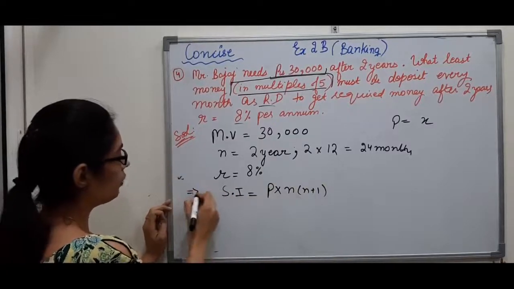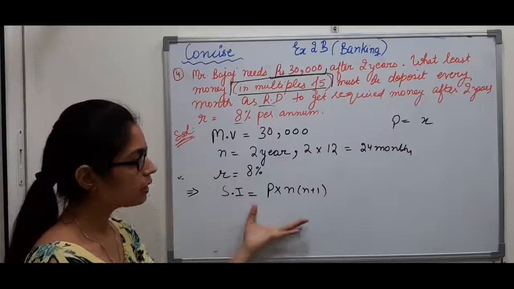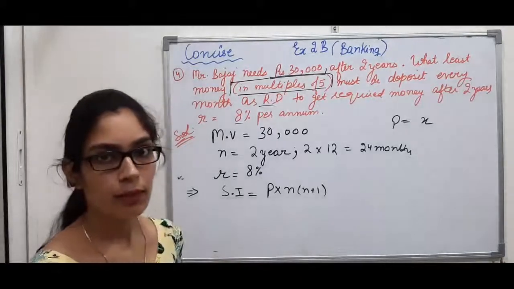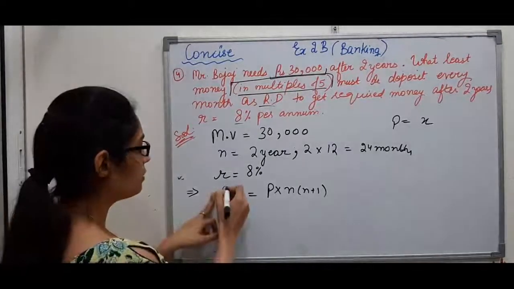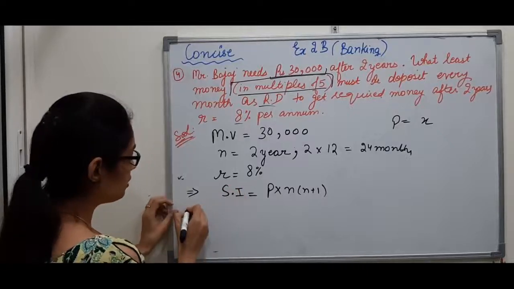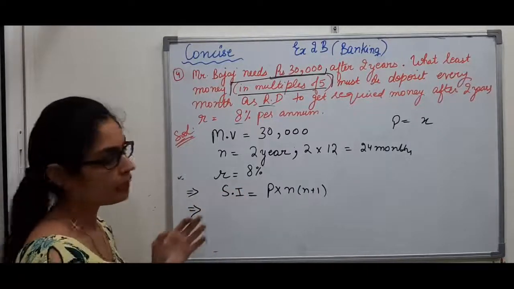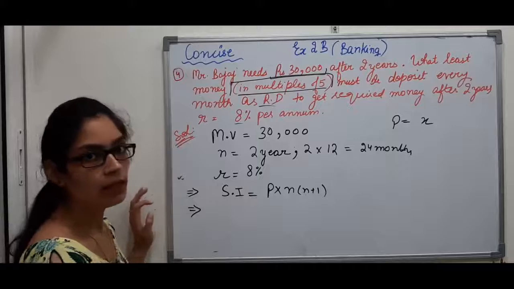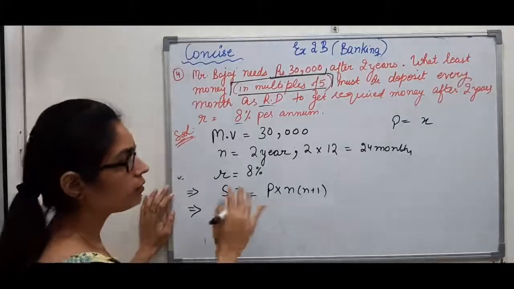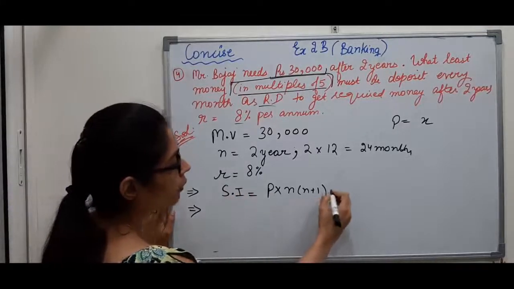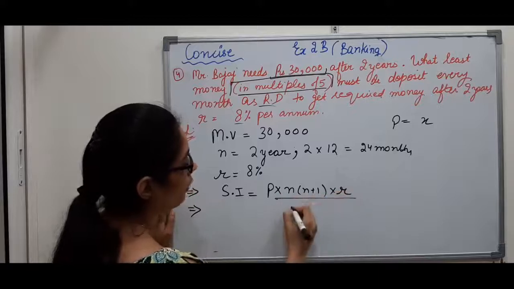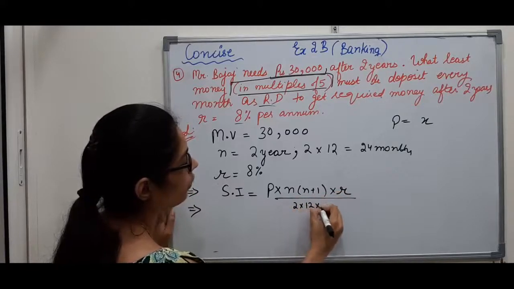If you want to get full marks, this is one of the easiest chapters where you can easily get full marks. Just write properly. Everything should be properly written in order to get full marks in this question. P into N plus 1 into R upon 2 into 12 into 100.